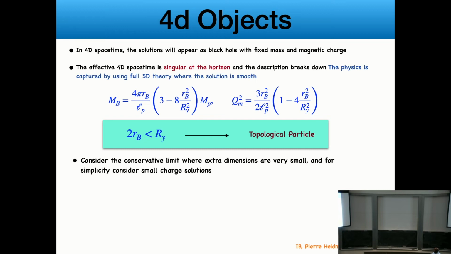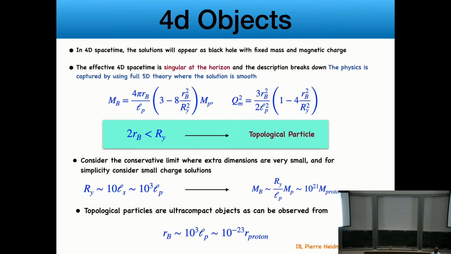But still, you can ask what does this particle look like? If you just become very conservative, take extra dimensions to be as small as they want, you find that these things will have very large mass, like 10 to the 21 times the mass of the proton. While on the other hand, if you look at their radius, they're ultra, ultra compact objects, right? So these are examples of particle-like objects that are ultra compact, but very, very heavy, okay?